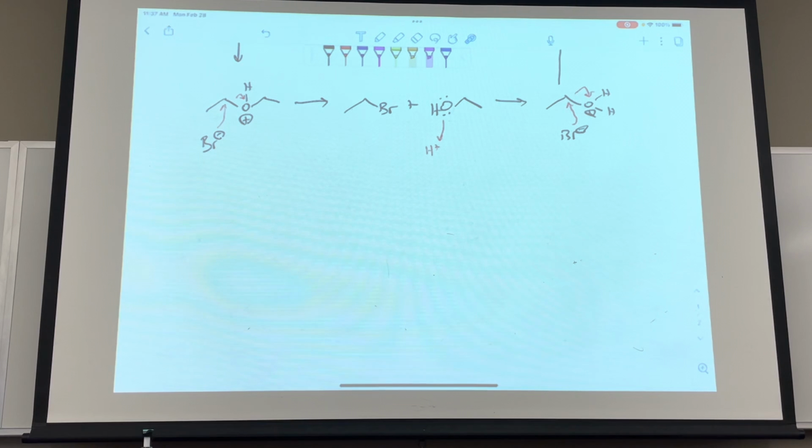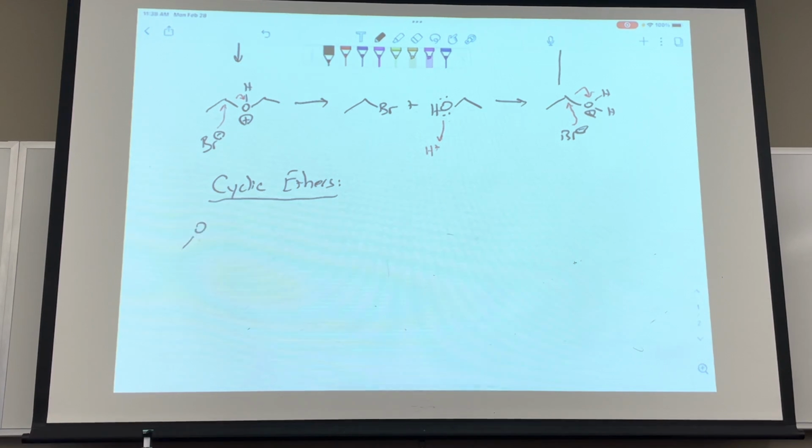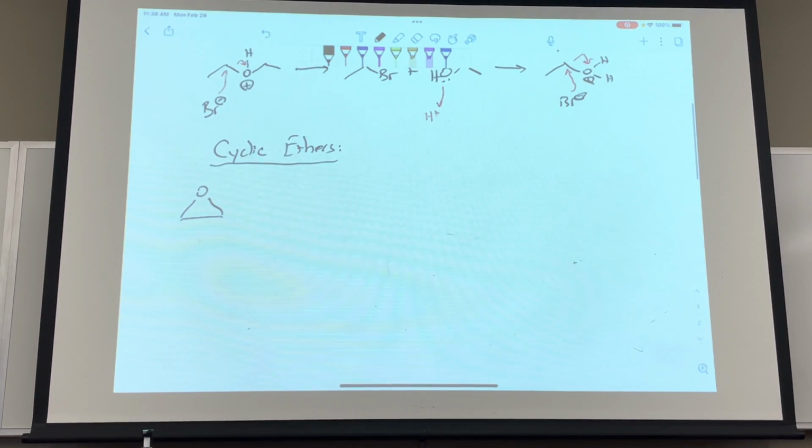So I'm going to go ahead and give you some of the more common cyclic ethers. We'll first go over their names, and then we'll get into the reactivity. The most useful cyclic ether, as I mentioned a second ago, is the three-membered one. And this goes by a number of different names. You can call this simply epoxide. You can call it oxirane. You can call it ethylene oxide.